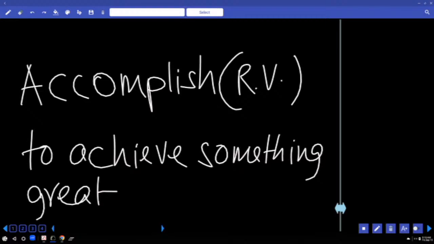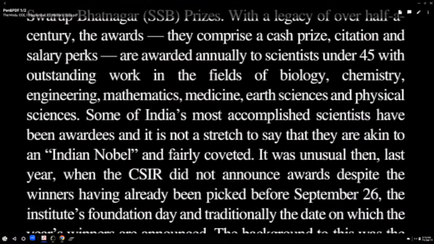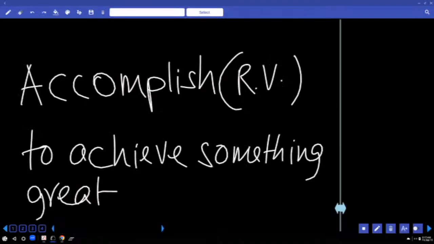Writers, some writers get a lot of awards. Then what do you say? Accomplished writer. One more example, accomplished actor. I hope you're writing the combinations. Some of India's most accomplished scientists have been awardees. Underline, have been awardees. Answer immediately, which tense is this? Right, present perfect. But is it active voice or passive voice? Right, active voice, not passive voice. Whenever you see been, don't think passive voice.